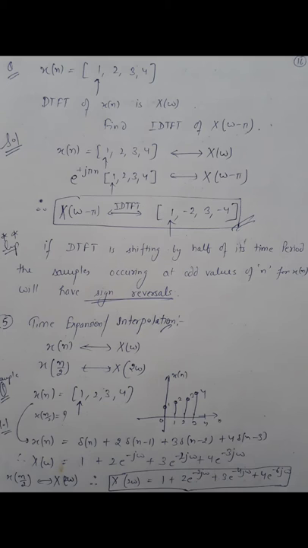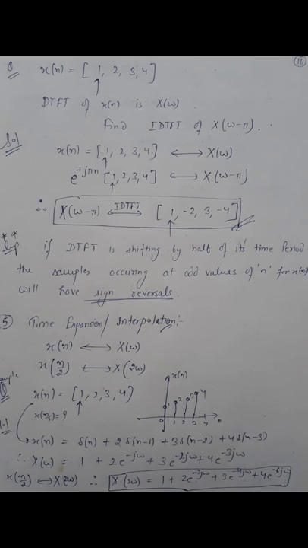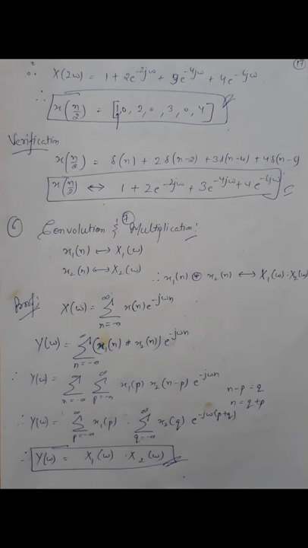So now if I have to find x of n by 2, in frequency domain it will be X of 2 omega, which is 1 plus 2 e raised to power minus 2 j omega, plus 3 e raised to power minus 4 j omega, plus 4 e raised to power minus 6 j omega. That means X of 2 omega is given by this equation. So x of n by 2 is 1 0 2 0 3 0 4. This represents the interpolation. Here samples are inserted in the given sequence, or expansion of the sequence is there.